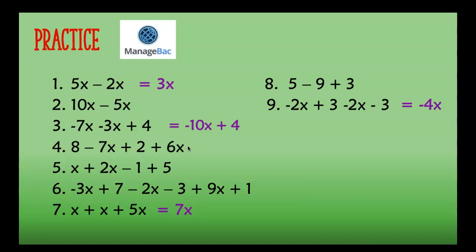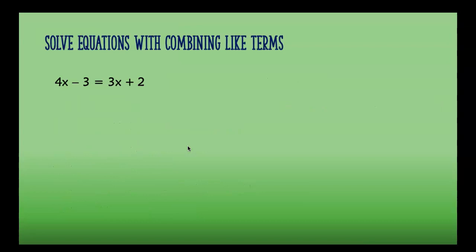Okay, to continue, now that you know how to combine like terms, let's use what you know to solve equations. You already studied how to solve equations with this kind of expression. That was one strategy, and this time I'm going to teach you another strategy. In this case, you have 4x minus 3 equals 3x plus 2.